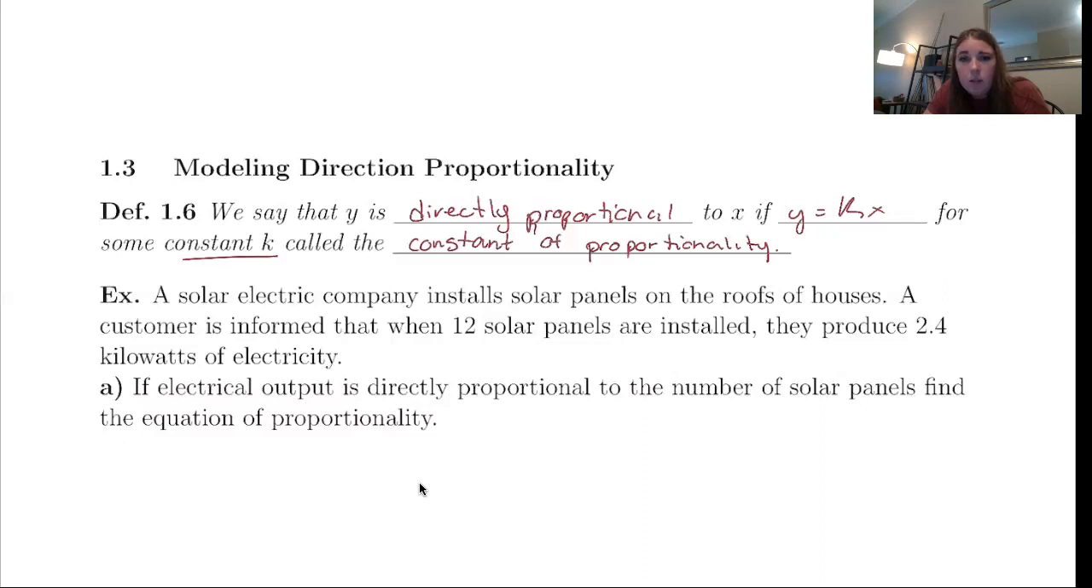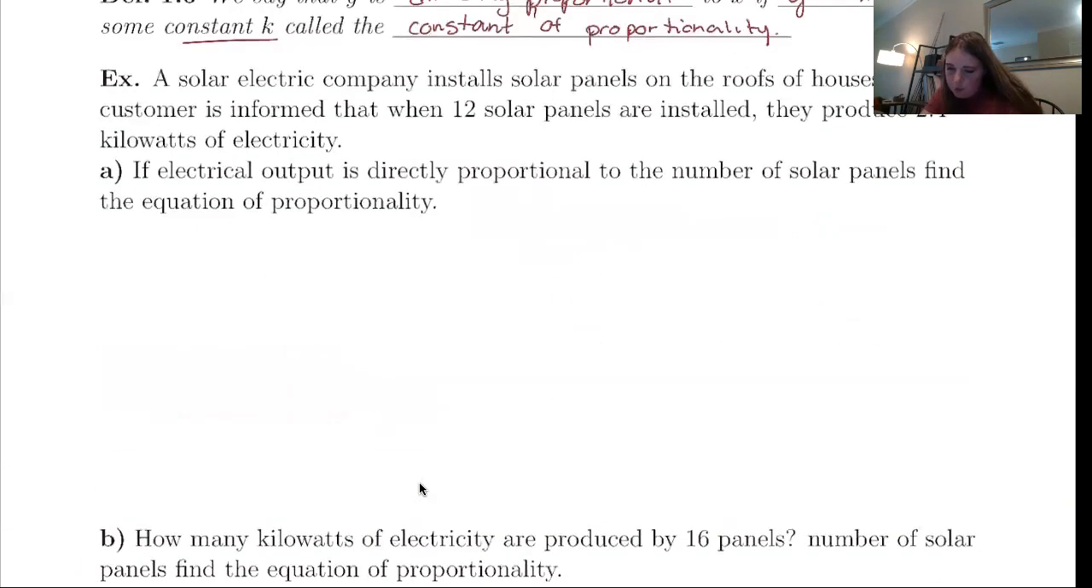Okay. Have you guys ever heard of direct proportionality before? You might have also heard of indirect proportionality, where you just divide by x instead of multiplying. All right. So this is our last problem. We're going to get through this in 5 minutes, and then I want to ask you a very fun question.